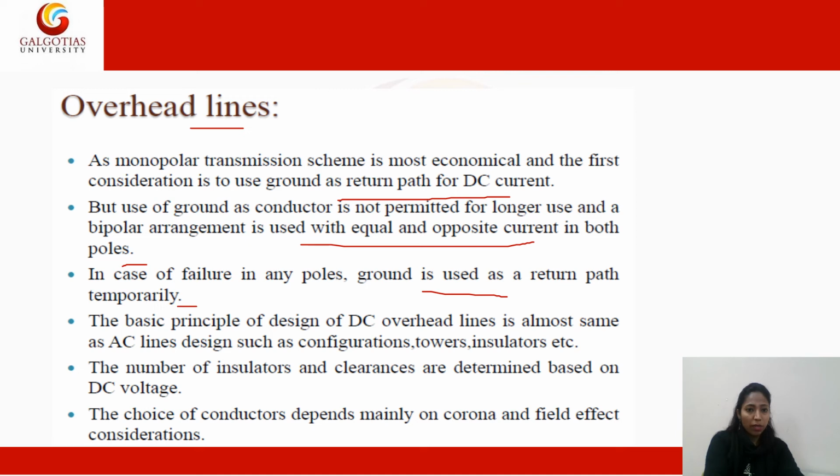The basic principle of design of DC overhead lines is almost the same as in AC transmission, such as configuration, towers and insulators. The number of insulators and clearance are determined based on the DC voltage. The choice of conductors depends mainly on corona and field effect considerations. So we consider these effects when determining the conductors.